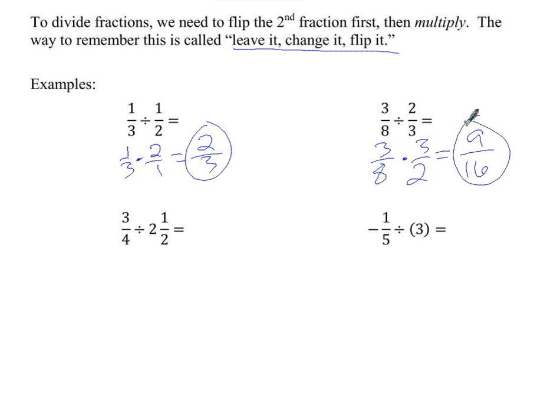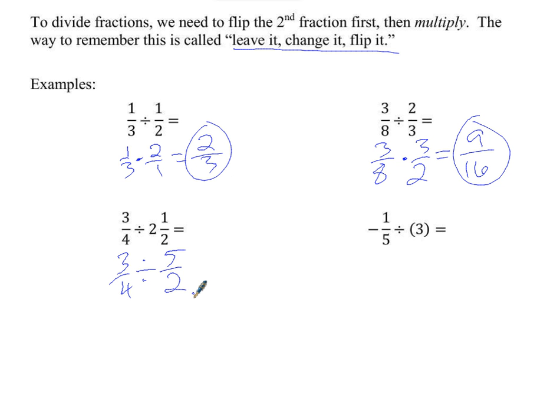All right, on the third one, 3/4 divided by 2 and 1/2, what do we do? Very good. That mixed number needs to be turned into an improper fraction. I'm actually going to do that first before I do leave it, change it, flip it. Okay? So I'm going to rewrite 3/4 divided by, and now 2 and 1/2 turns into what? 5 over 2. Because 2 times 2 is 4, and then 4 plus 1 is 5. So now that's what I'm dealing with.